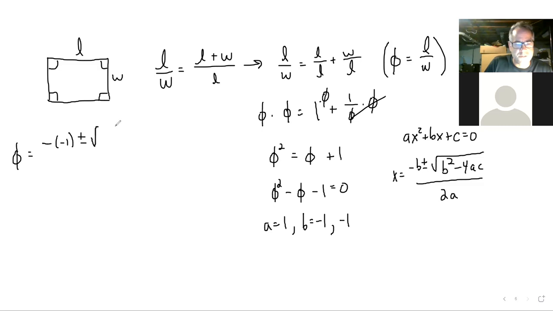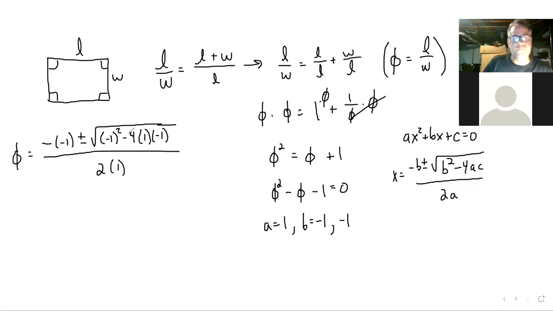plus or minus the square root of b squared, that's -1 squared, minus 4 times a, which was 1, times c, which was -1, all over 2a, and a was 1. And then we'll just simplify this as much as we can. So the opposite of -1 is 1, plus or minus the square root of.